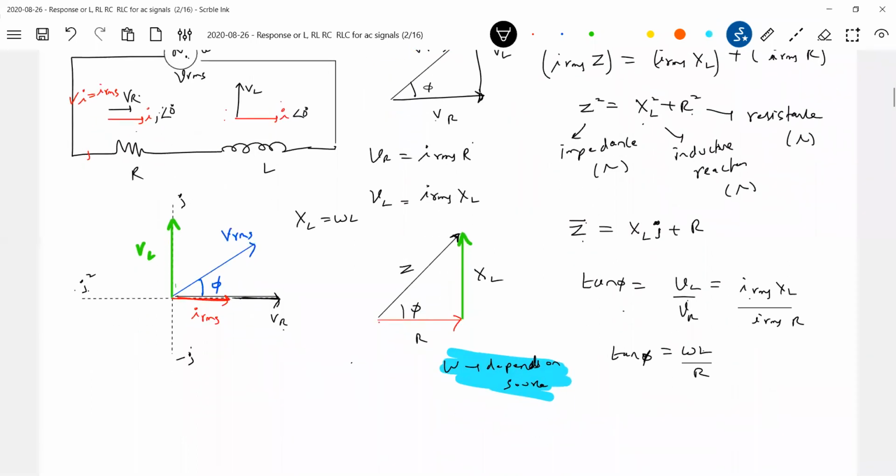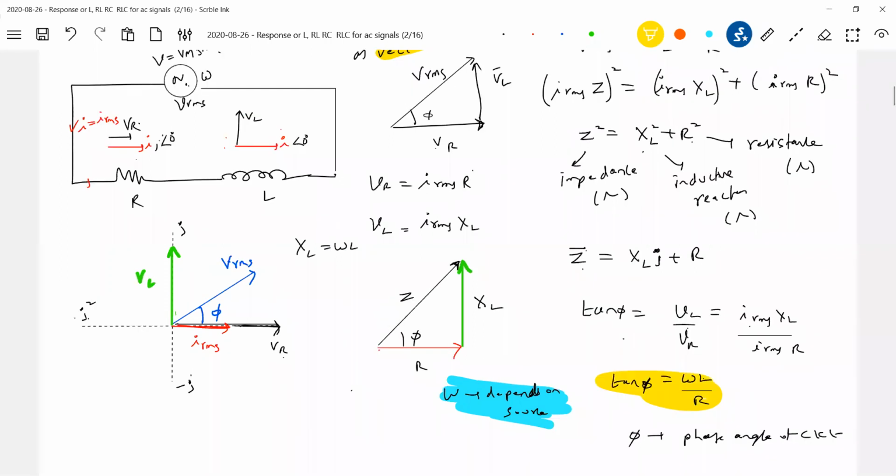So what is this phi? I'll give it one name: phase angle of the circuit. All these formulas are very important. The whole chapter revolves around such formulas. Let's come to this. Now look at this circuit.